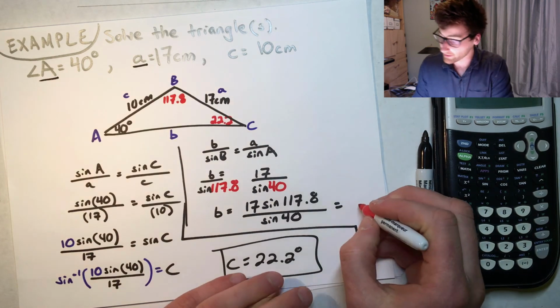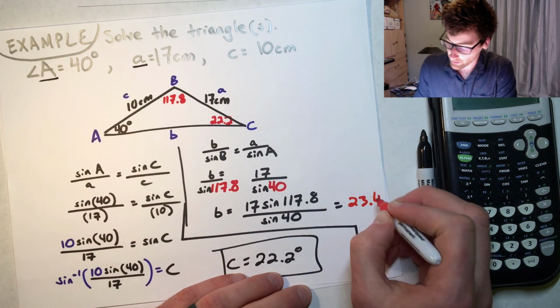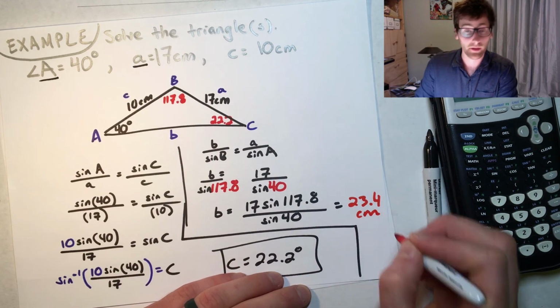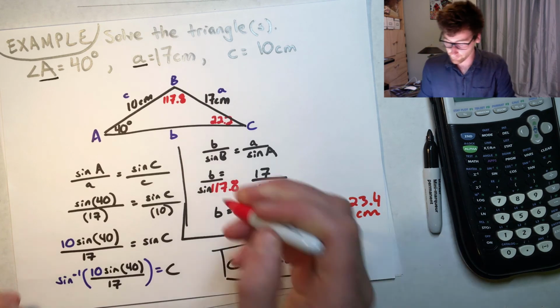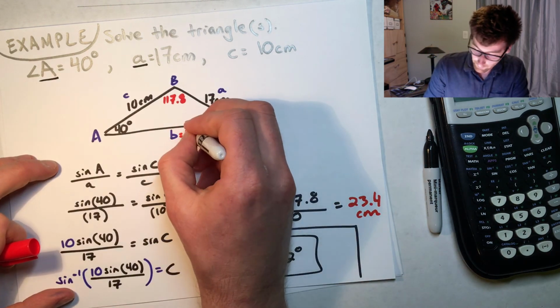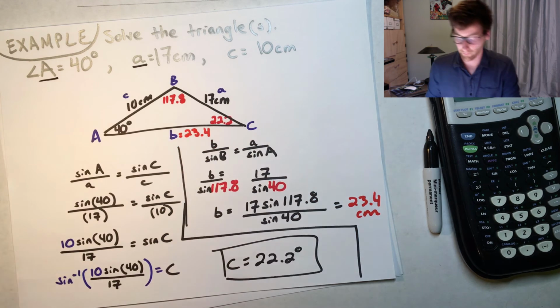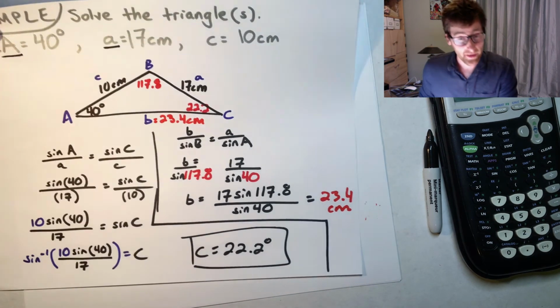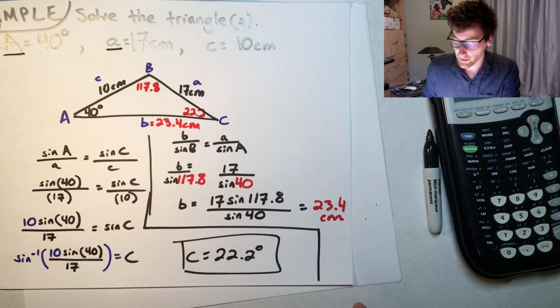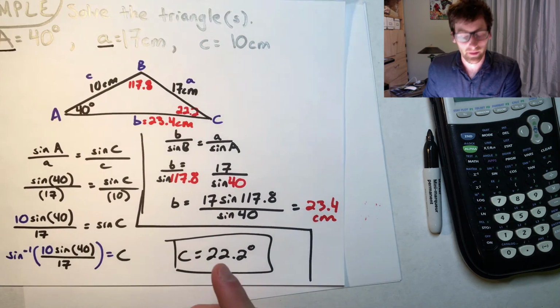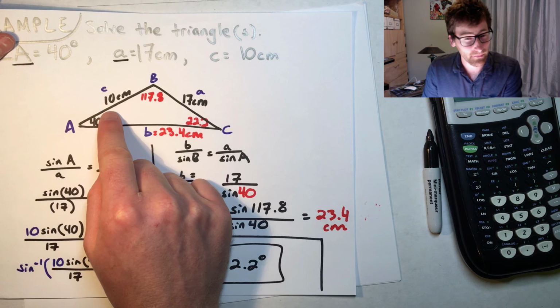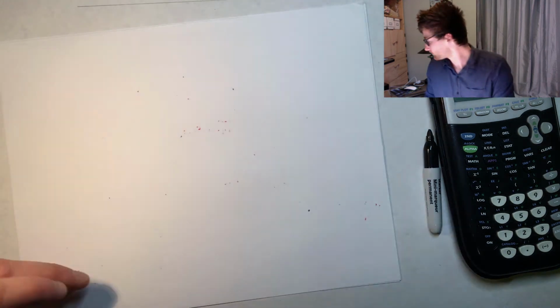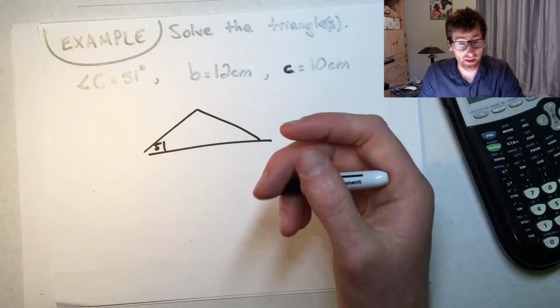And we get a side length of 23.4 centimeters. All right, so that's the answer to that one. It's just a sine law. It is an ambiguous sine law, but since 17 is bigger than 10, it's only one triangle. All right, so let's try the second example.